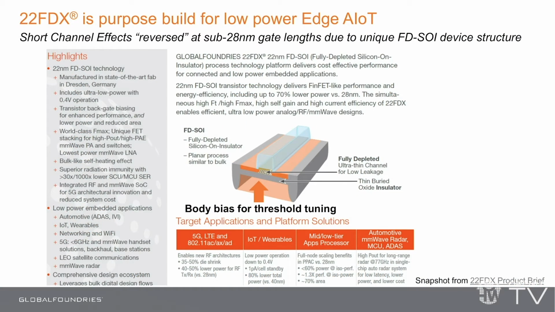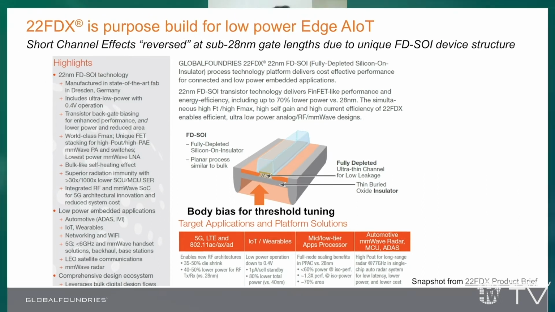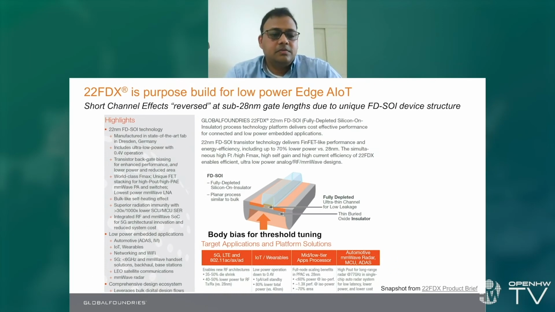So let me give a quick overview of 22FDX. When we talk of 22FDX, one of the things which always comes up in discussion is 22 bulk, and those are two different beasts. 22FD-SOI is, as the name suggests, fully depleted SOI. So first thing is the SOI, so obviously you have lower parasitics, that's what you expect from SOI. But even beyond that, when you say fully depleted, that gives a huge advantage in terms of the technology.